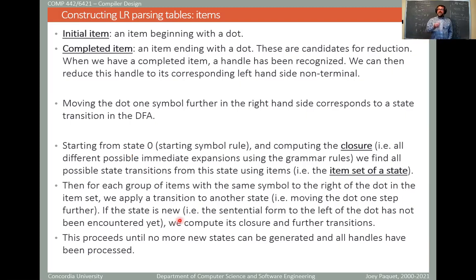At any state, you will find the closure of the initial rules that correspond to the state. Then you will come up with a set of items. You're going to determine all the symbols that are after the dot in the set of items for this state. Each of the different symbols after the dot in your items will lead to a different branching out to other states.